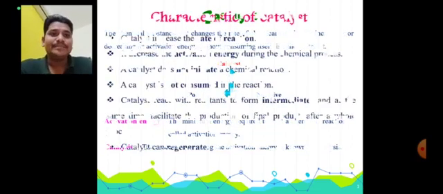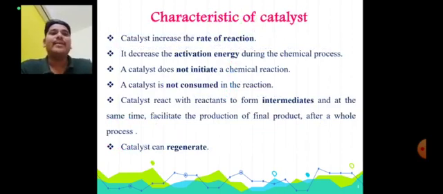In the next slide, we study the characteristics of catalyst. These are the main characteristics shown by the catalyst during the process or reaction. One is the rate of reaction. A catalyst is a chemical substance which increases the rate of reaction. The second characteristic is related to activation energy. It decreases the activation energy. That's why we require minimum time to complete the reaction, as well as increasing the rate of reaction.